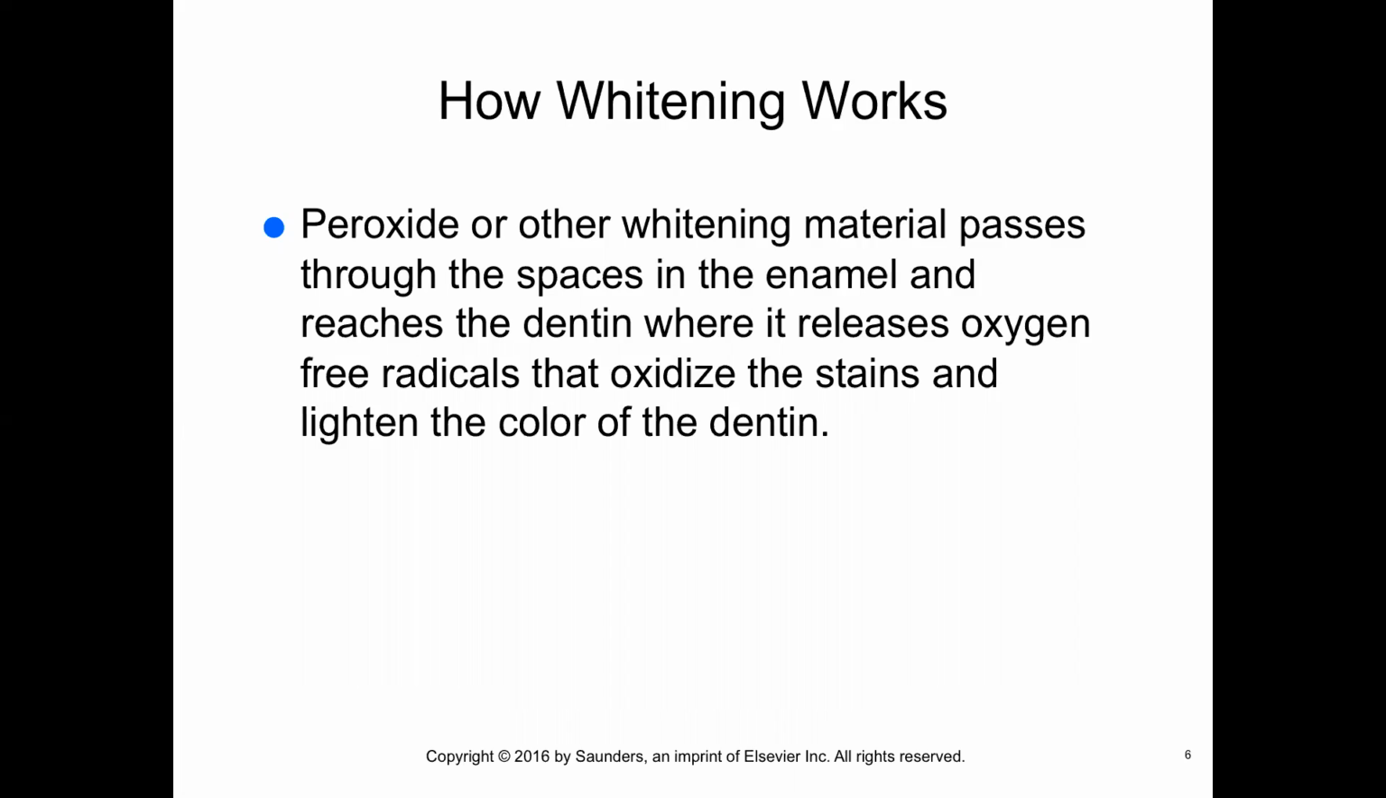Whitening occurs when hydrogen peroxide or other whitening material passes through these spaces in the enamel and reaches the dentin, where it releases oxygen-free radicals that oxidize the stains and lighten the color of the dentin. This process is accelerated by the use of low-intensity heat or high-intensity light.